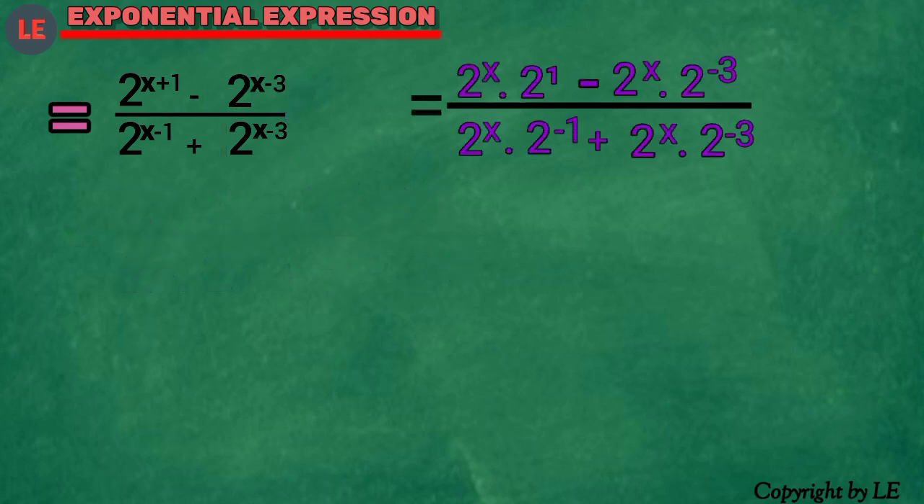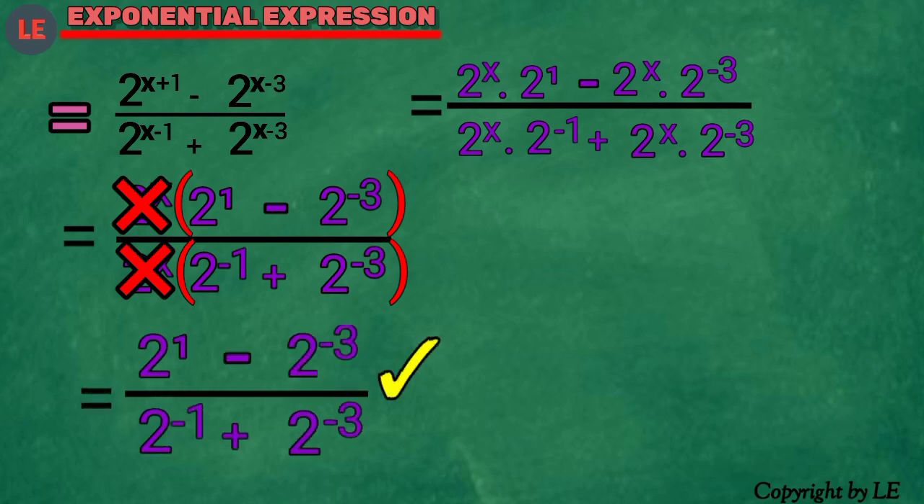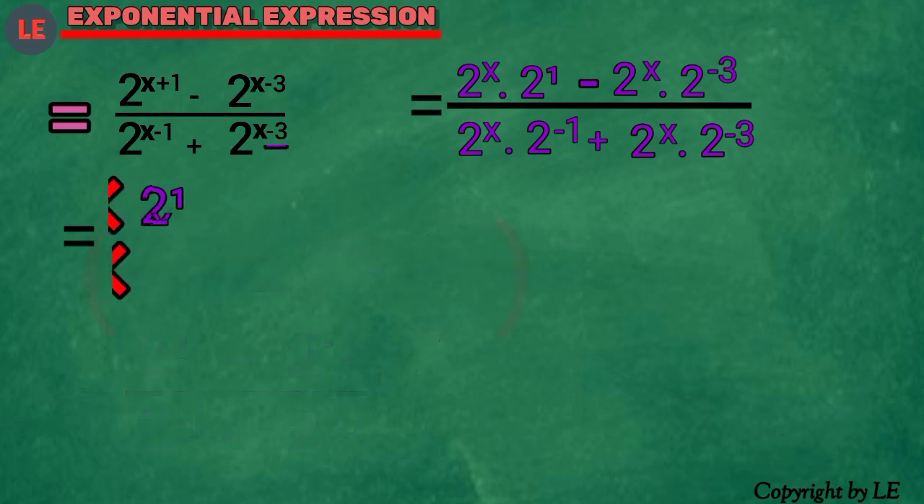If you look at both sides, numerator and denominator, we find that base 2 to power x is a common factor on both sides of the division sign, which we factor out. Then it cancels out. Now we are left with this complex fraction to simplify.